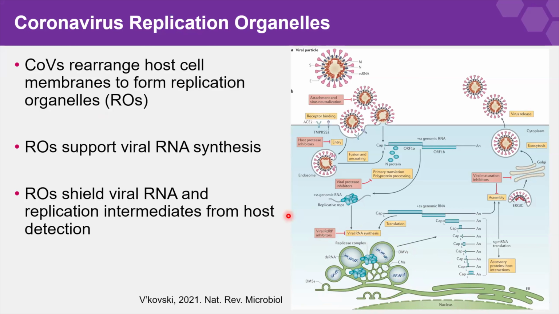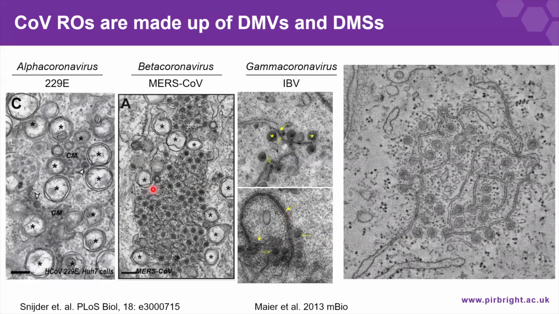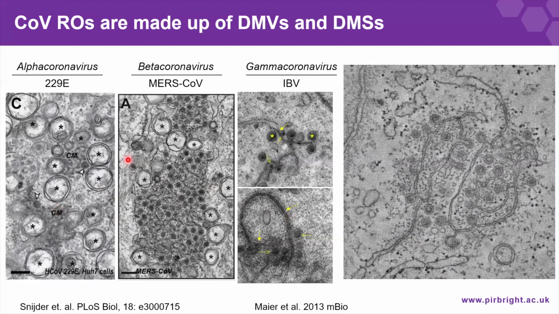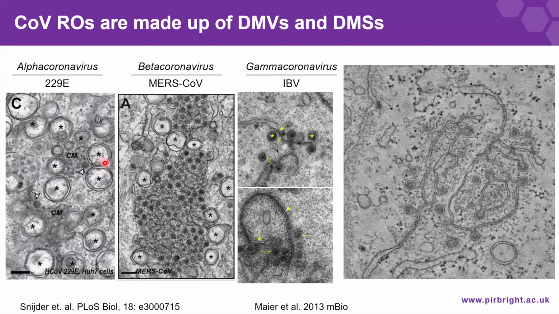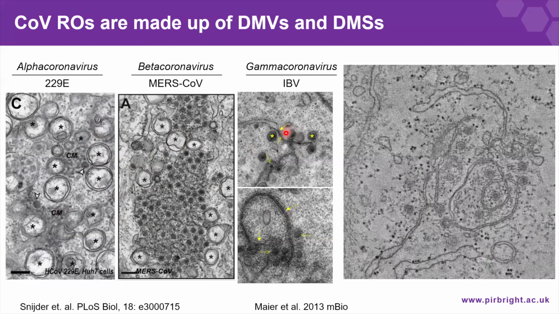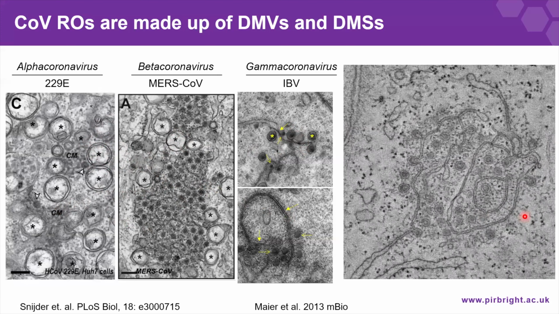As a result, over the last 10, 15 years or so, they've been studied quite a lot. So we now have information about the conserved replication organelle for all coronaviruses. The first structure that everybody's probably familiar with is double membrane vesicles, which you can see here for the alpha, beta, and gamma coronaviruses. And the second structure is called double membrane spherules, which I identified several years ago now in IBV infected cells.